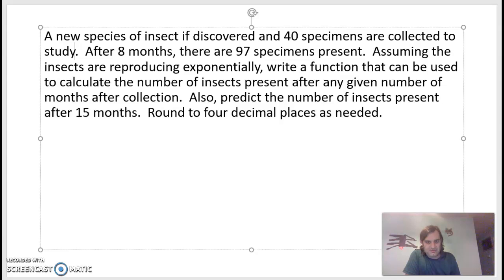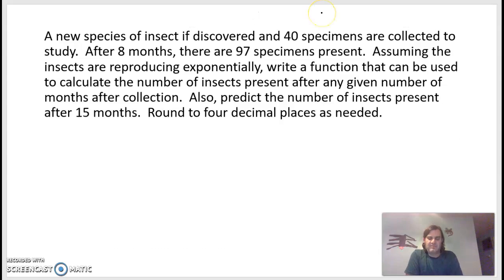Hey, it's Mr. Allred, and we've been working with exponential functions, and more specifically the population function. So I've got a couple practice problems here. The first one is a new species of insect is discovered, and 40 specimens are collected to study. After 8 months, there are 97 specimens present.